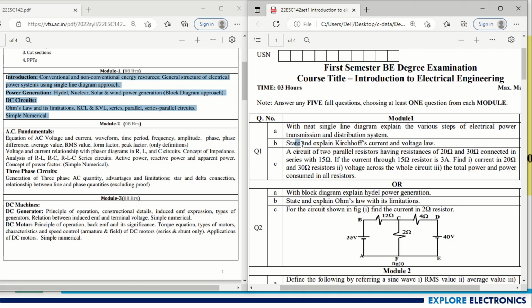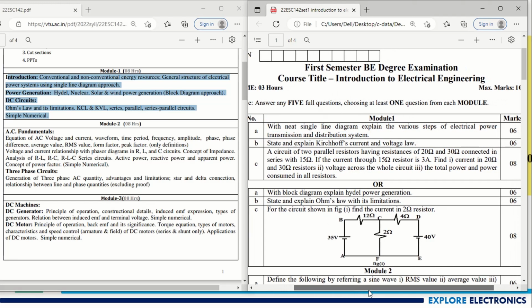Then, state and explain Kirchhoff's current law and voltage law. This is very important. It is repeatedly asked in the examinations, regarding KCL and KVL. And then we will be having one problem. Here we need to find the current through these resistors, two parallel resistors connected, and these kind of questions will be repeated. So one problem will be there and one or two theory questions will be there.